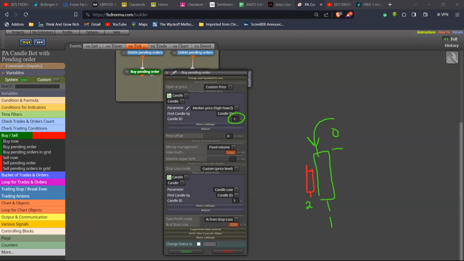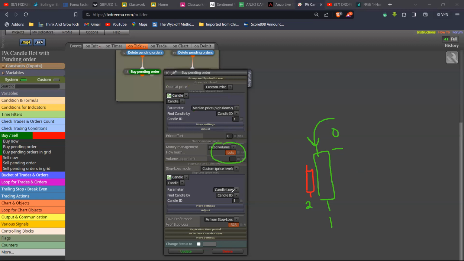And what do we want to look at? We want the entry price, or the open price, as you can see here, to be at the median price of candle ID 1, and the median price is the high plus the low divided by 2, which will give us the exact middle point. Okay, and that is why we set this like that. Now the next thing we did here, we already understand that part.